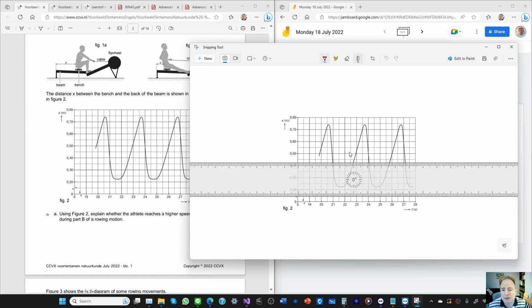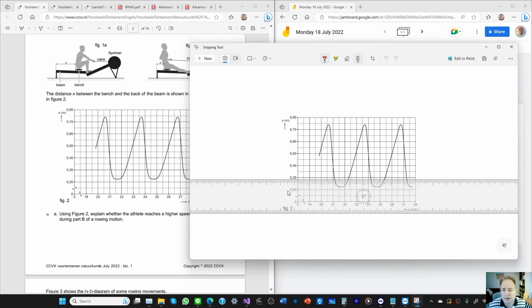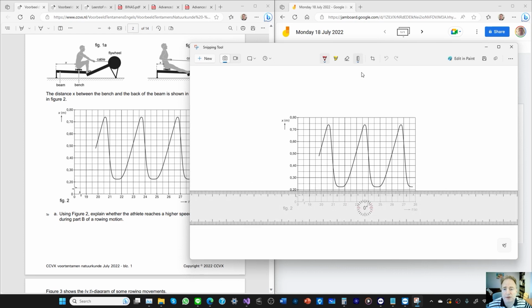So we can look at the slopes here. Well, first, what is actually A? A was the first part, where x is decreasing. So x is decreasing here, so this must be part A. And then the part where x is increasing again will be part B here.